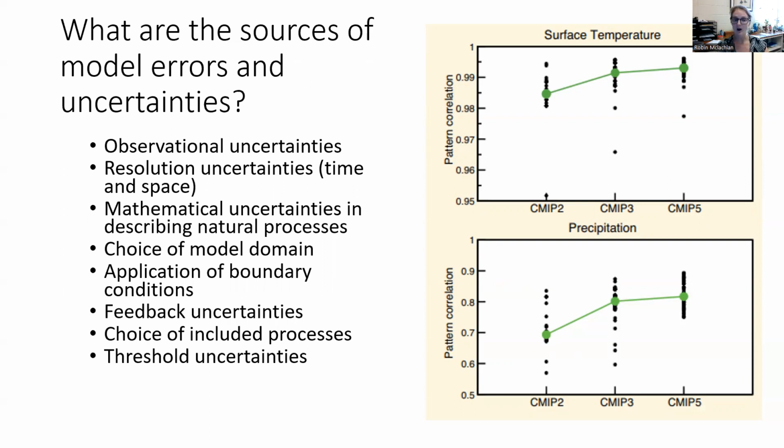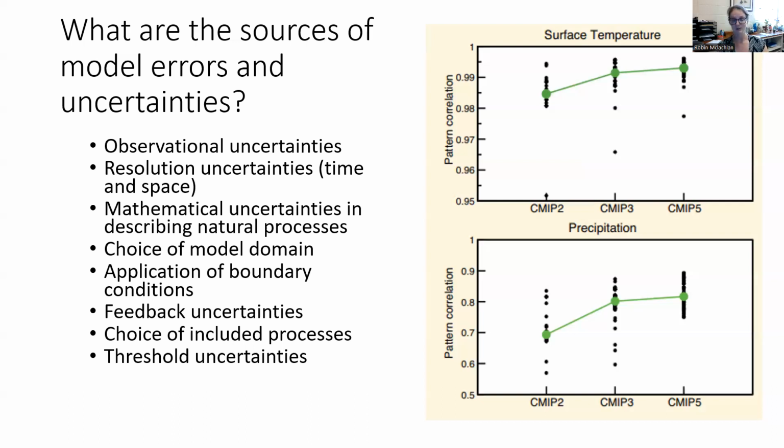There's also resolution uncertainties. We talked about those trade-offs. We can't have the highest resolution that we would want because we don't have that computational power. There's also mathematical uncertainties in describing natural processes. As you know, as environmental scientists, describing the natural system with a single mathematical equation is very difficult to do because nature is often chaotic.